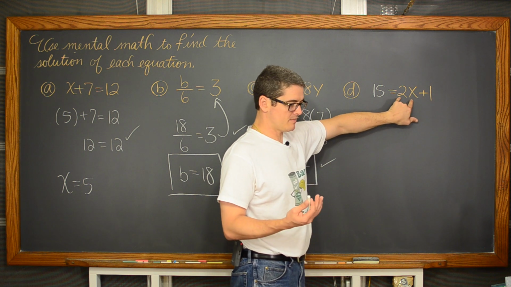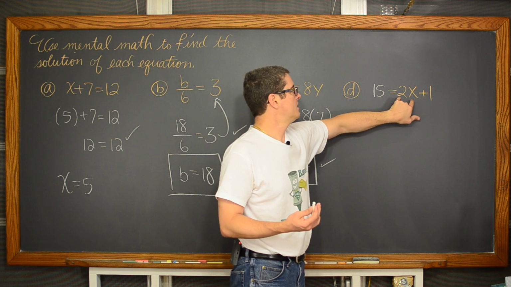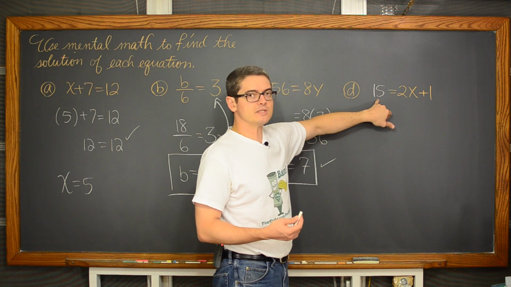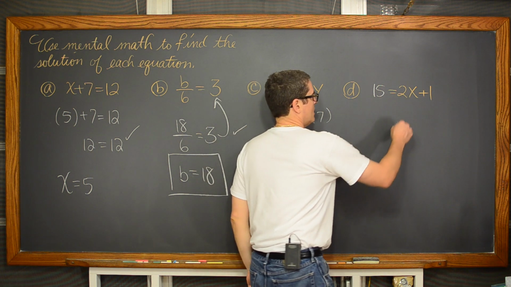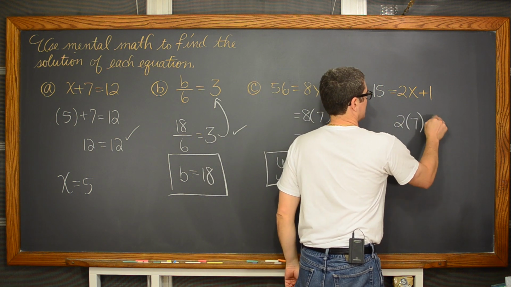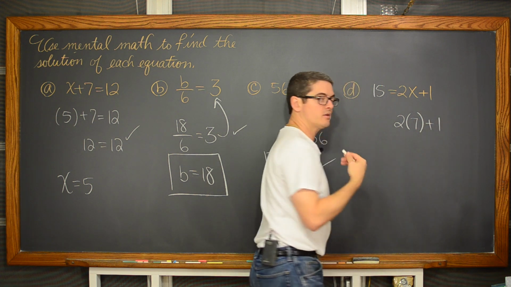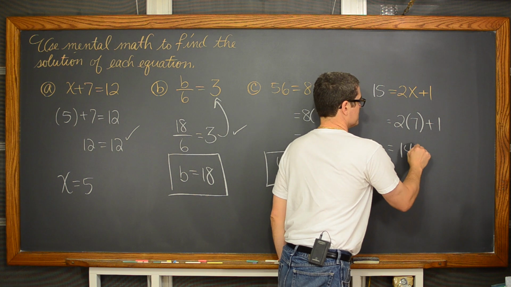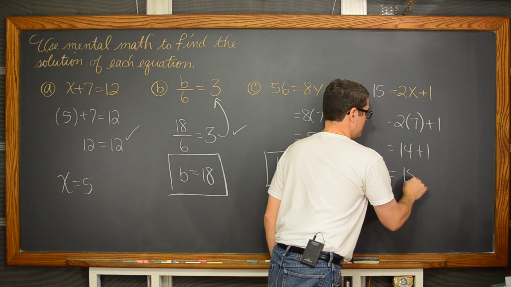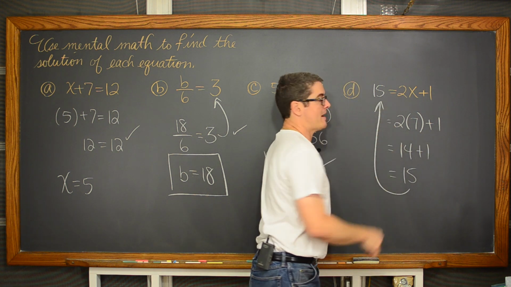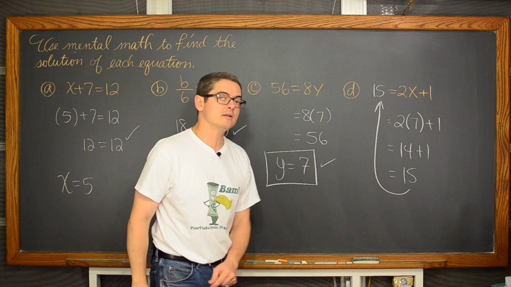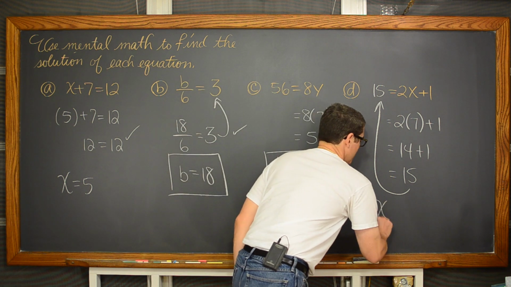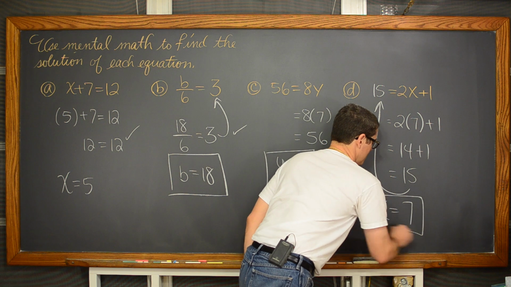So 2 times 6 is 12, and 12 plus 1 is equal to 13, so that's not going to work. Let's try 7. How about 2 times 7 plus 1? Well, 2 times 7, following the order of operations, you have to multiply first, of course. That is going to come out to be 14 plus 1, and that is indeed 15, which does match the right-hand side. We let x equal 7, and that was our solution.